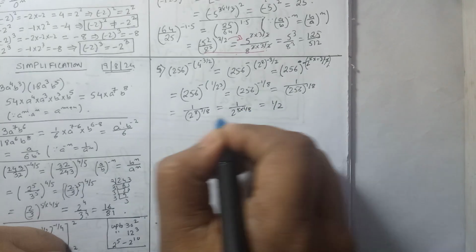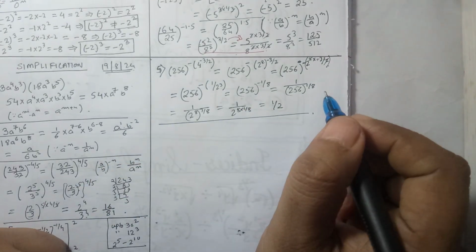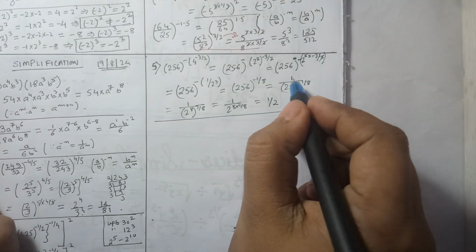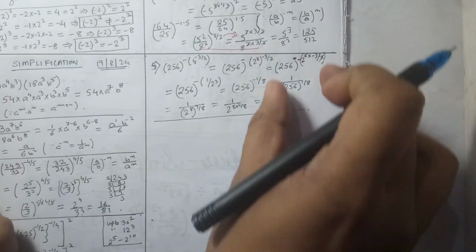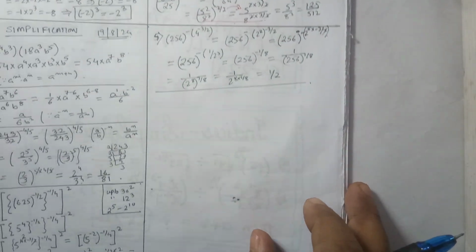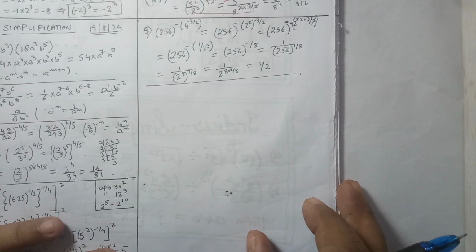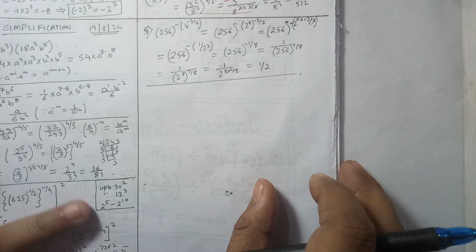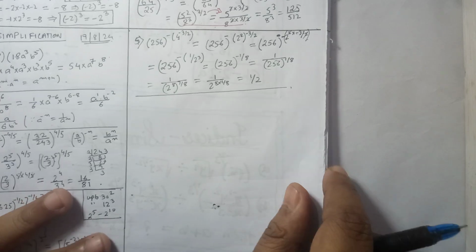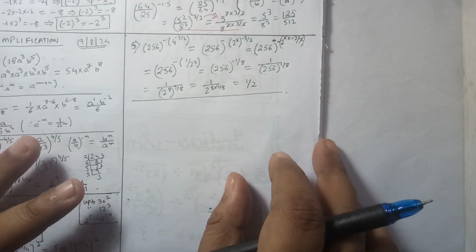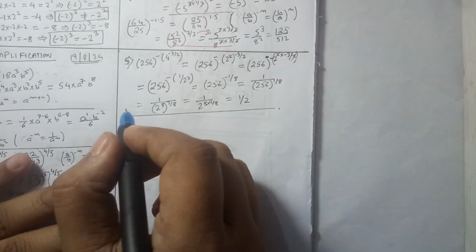That is half. Okay, 2 to the power of 8 is 256. I know these values. If in case you don't know, please do the prime factorization here. I am not going to teach you all these things at class 9 level. Okay, moving on to the next, 6.